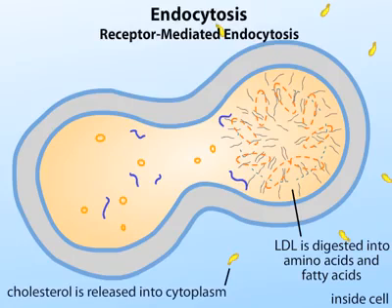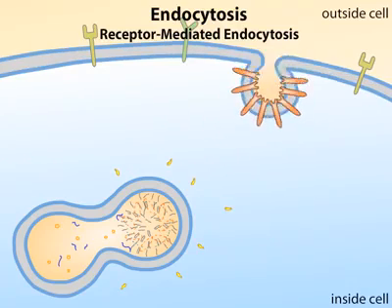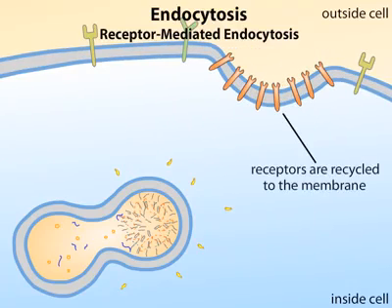The cell either uses the cholesterol immediately or stores it for later. Meanwhile, the cell's LDL receptors are returned to the plasma membrane. Once in the plasma membrane, they can take in more LDL particles by receptor-mediated endocytosis.